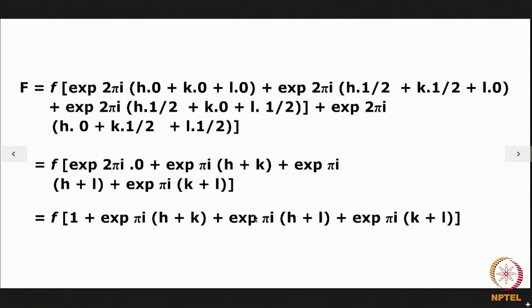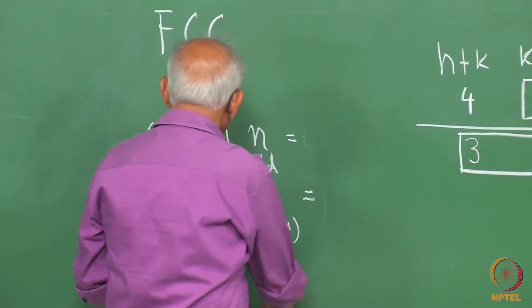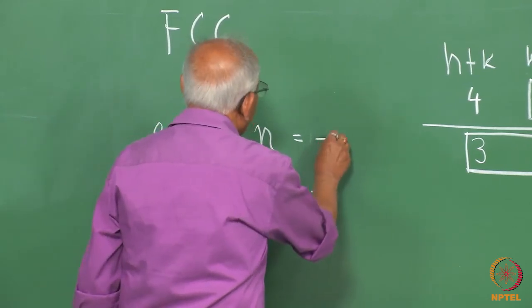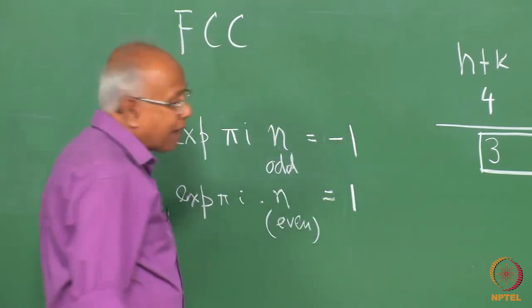I am sorry, it was a mistake I made earlier, and I want to correct it. If it is an odd quantity, this has a value of minus 1, and if it is an even quantity, it has a value of plus 1.